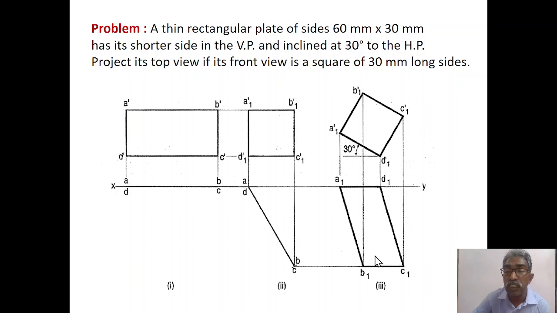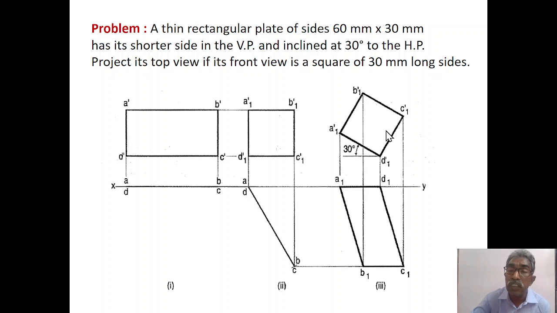Then draw the projectors, and from the previous top view you draw the locus lines and mark the points of intersection. Then this is a1, b1, c1 and d1. This is the final top view. See that, these are the projections of the rectangular plane. This is the front view, this is the top view. These are the projections of this rectangular plane.